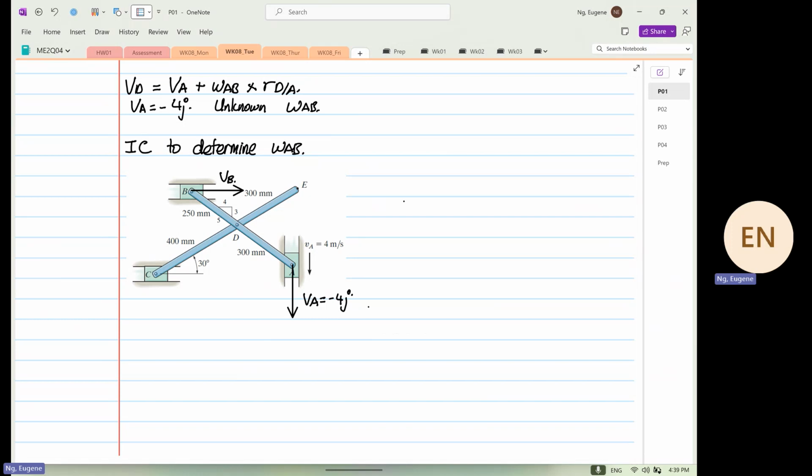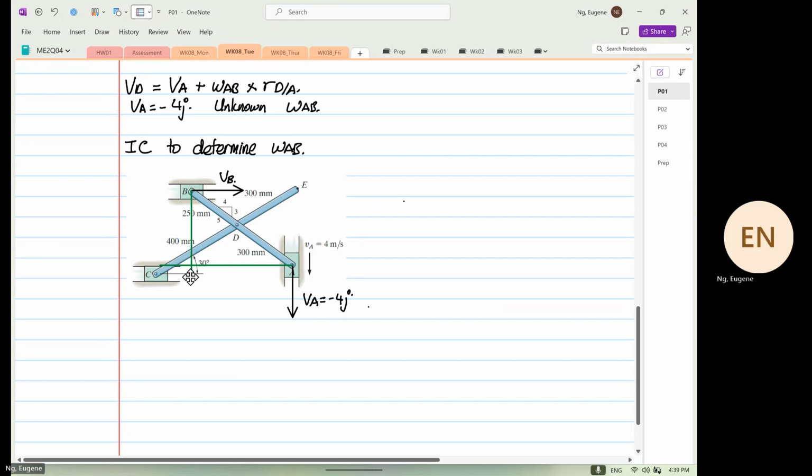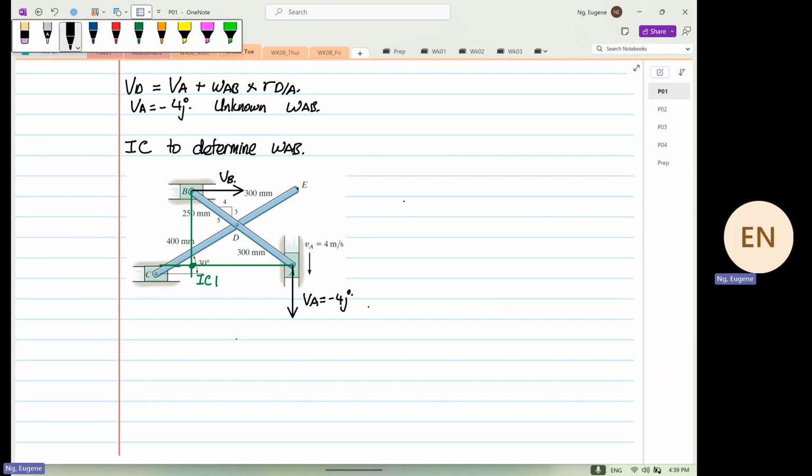So I'm going to use green color to construct the instantaneous center. You have one point from here to here, right? And then you have another point from here to here. So we just identify our instantaneous center number 1. Yes or no? Nothing new. Yes? Okay. So now we are going to write this out.